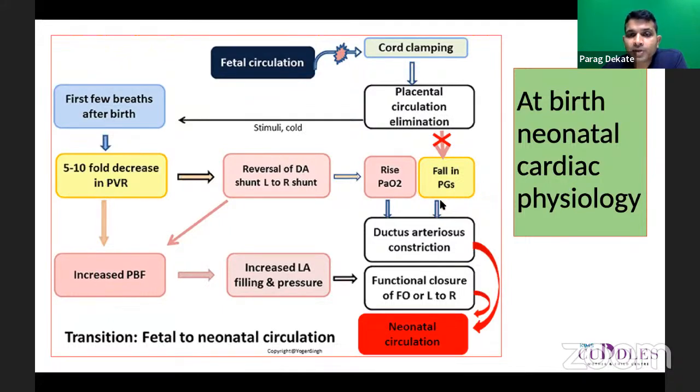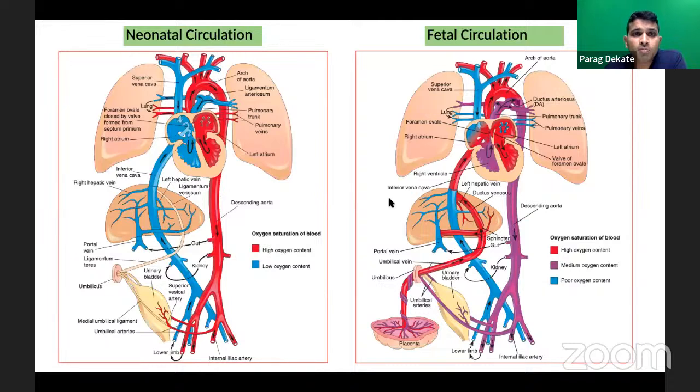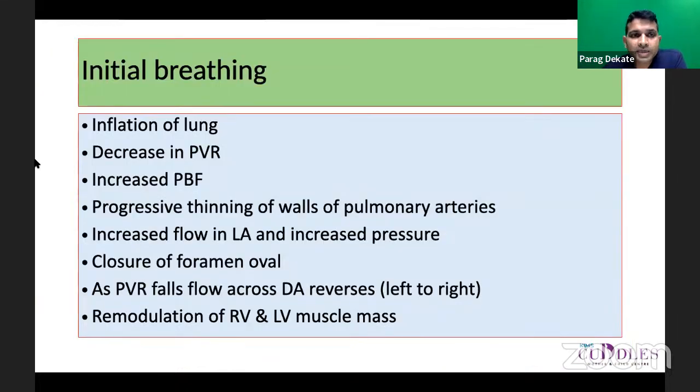Because the placental circulation is eliminated, there is a fall in the prostaglandin, the ductus arteriosus constricts, and it goes away because the oxygen is increasing. Ultimately there is a functional closure of the foramen ovale, and you transition into the neonatal circulation. From fetal circulation you go to the neonatal circulation, going through the lung with oxygenation happening simultaneously. Then there will be a rudimentary fetal remnant, which ultimately converts into small ligaments.